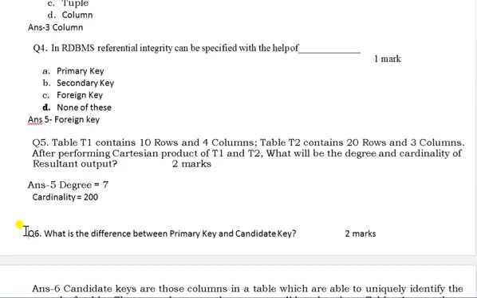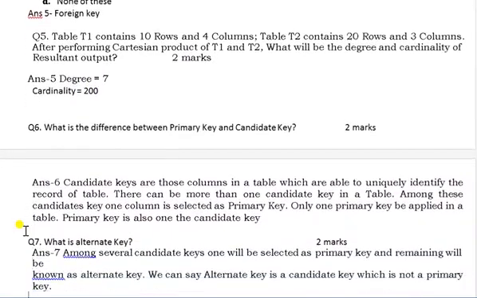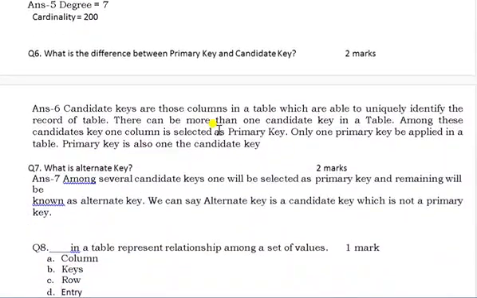Now question number 6. What is the difference between primary key and candidate key? So candidate keys are those columns in a table which are able to uniquely identify the record of a table. There can be more than one candidate key in a table. So among these candidate keys, one column is selected as primary key. Only one primary key can be applied in a table. And primary key is also one of the candidate keys.